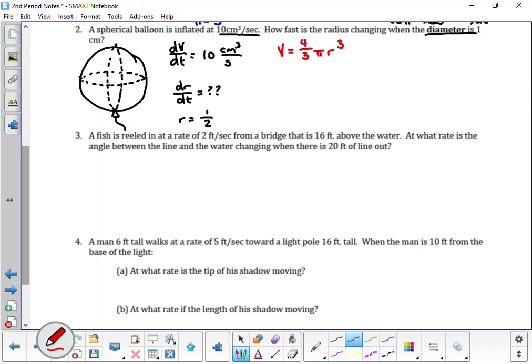Now, here's what the nice thing is. We have dV/dt and we want to know dr/dt, so I don't have to replace any variables here. We can just go straight to taking the derivative with respect to time.